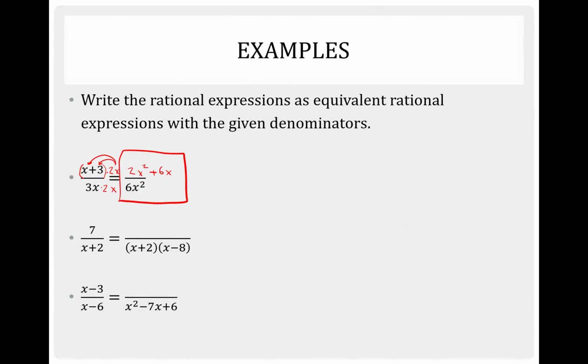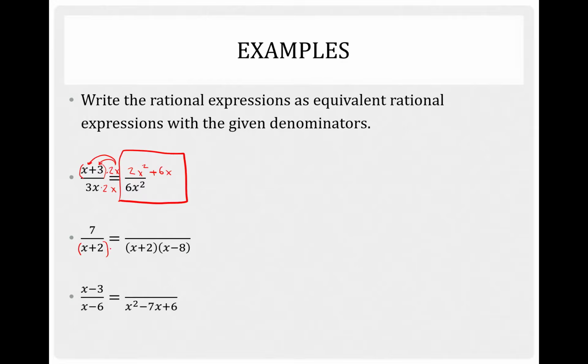and there is your answer. For the next one, we have the fraction 7 over x plus 2. We want to change that into another fraction with an x plus 2 times an x minus 8 on the bottom. Right now you have an x plus 2 in the bottom. What is it missing that the second fraction has? Well, the second fraction has an x minus 8 that the first fraction is missing.